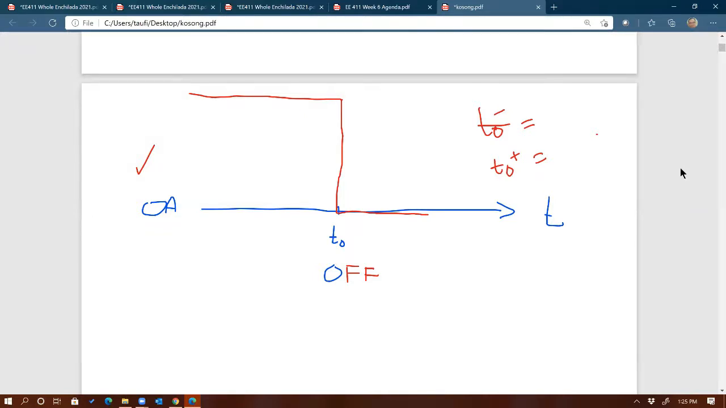Now go ahead and look at what happened at t0 minus. What is t0 minus? Well, t0 minus is the time when it approaches 0 from the left. So if you approach the time from the left into t0, right before t0, that's t0 minus. What is the current there? Is the current 0 or not? Right before t0, what is the current? Is it 0 or not 0?